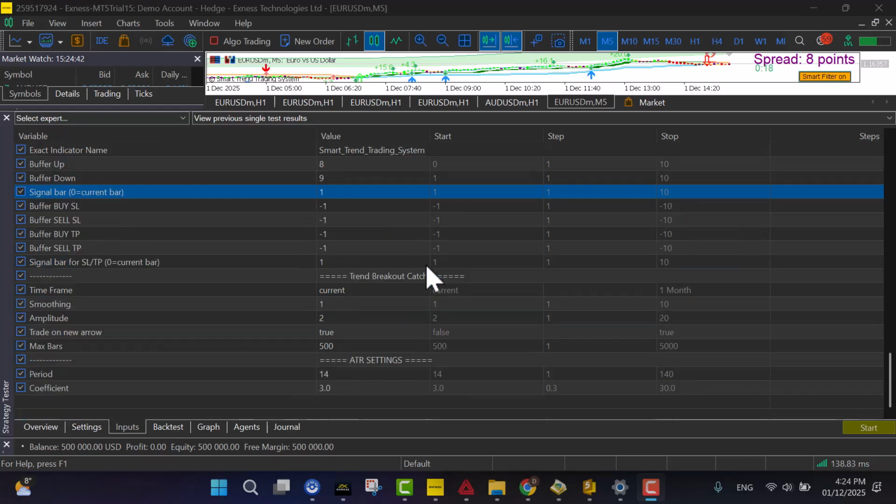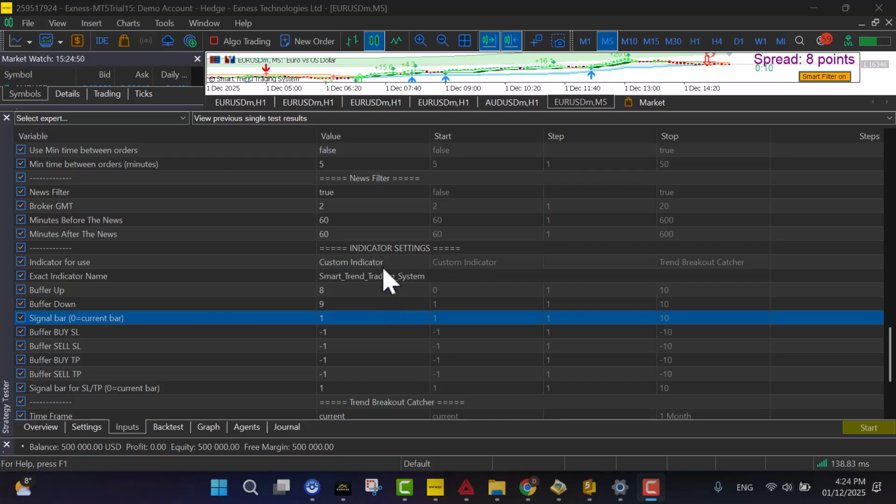As you guys know, the Smart Universal Expert Advisor comes with the Trend Breakout Catcher as the native indicator, but you can add your own indicator by clicking on this selection here, and you deselect the Trend Breakout Catcher, and you select the custom indicator.